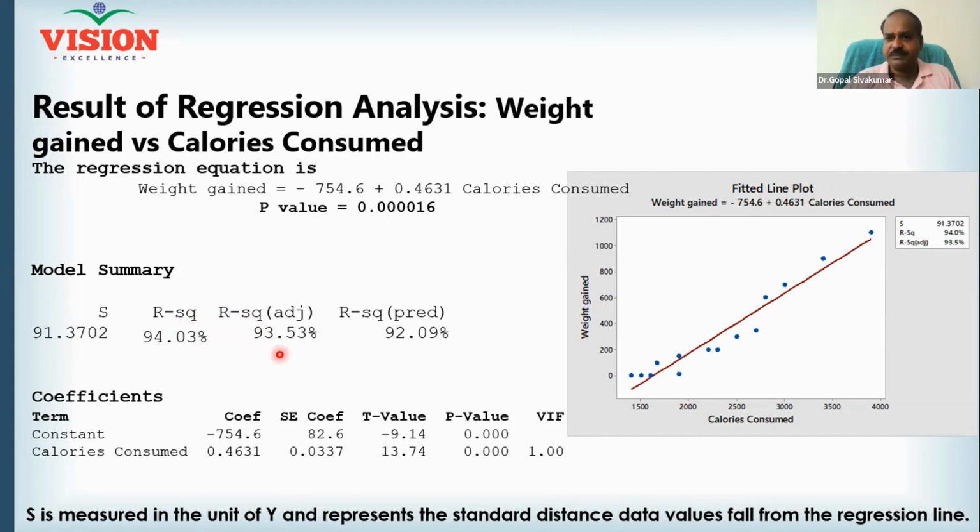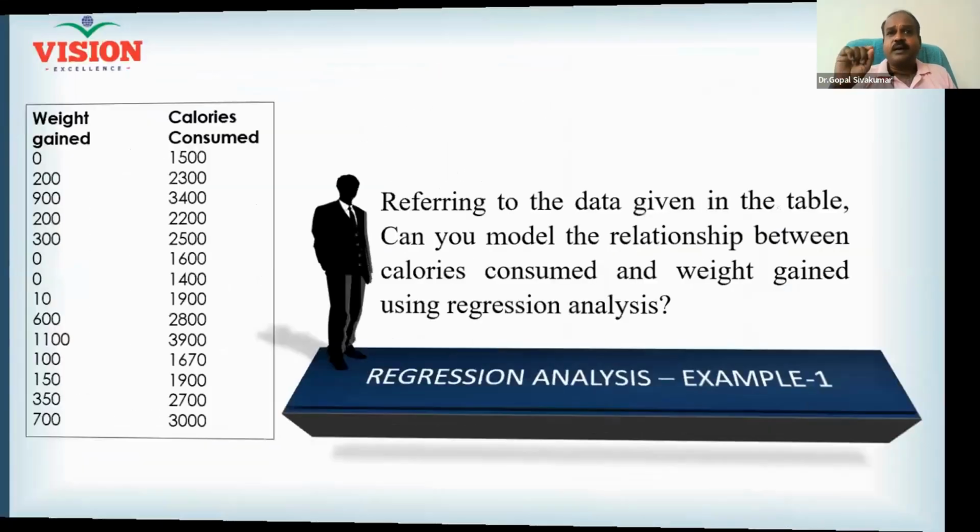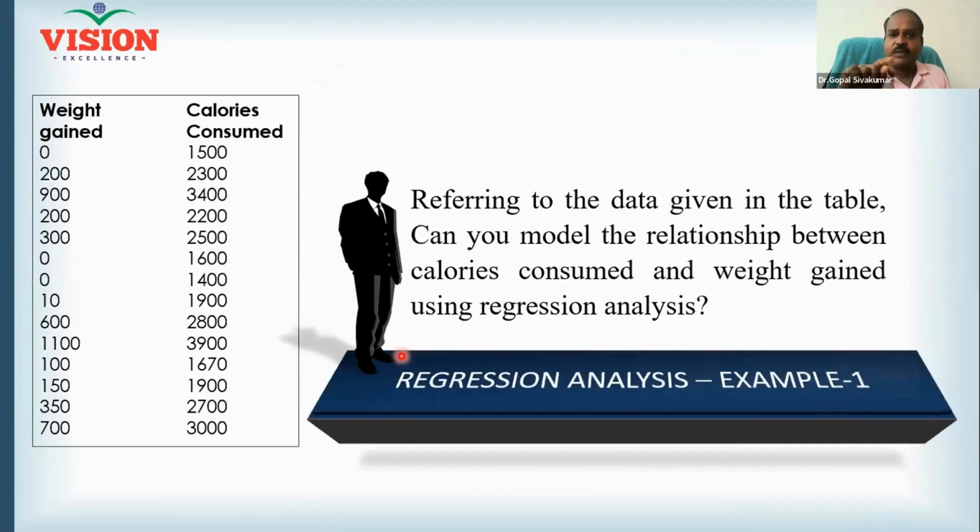All of you understand how to use this? Can you please confirm? Yes, sir. Very good. Now there is one more, predicted R square. When to use this? Go to your data. What is the lowest calorie consumption value here? What is the lowest calorie? How much it is? 1,500. Okay. What is the highest? 3,900. Suppose if I consume 4,000 calories, what will happen to my weight gain?